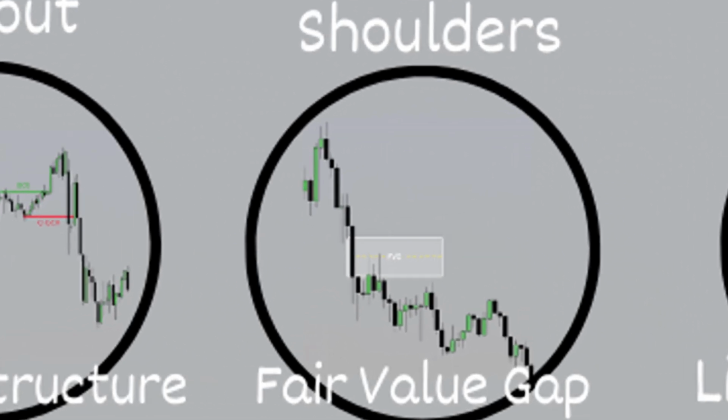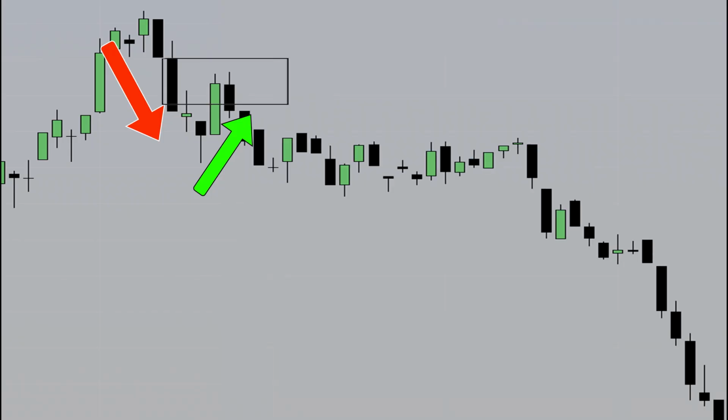Fair value gap. A fair value gap represents an imbalance in the market that's created by a sharp move either up or down. Price moved so fast that some orders didn't fill fast enough and are waiting to get filled. Price will naturally gravitate towards the imbalance, fills those orders, then continues the trend.